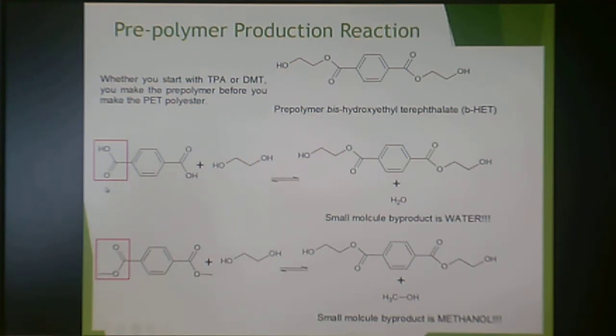So the purity of this starting material makes up for the extra energy you have to input to remove the water. Methanol boils at a lower temperature, but you get a lower quality product if you do it by this method. So once again, the commercially viable method is the direct polycondensation reaction, not the transesterification reaction.